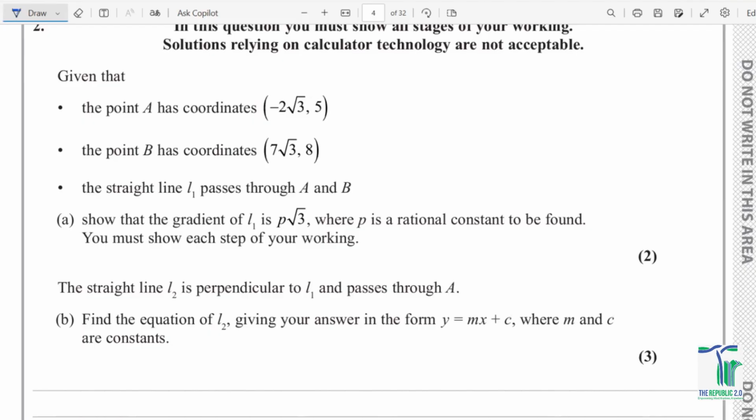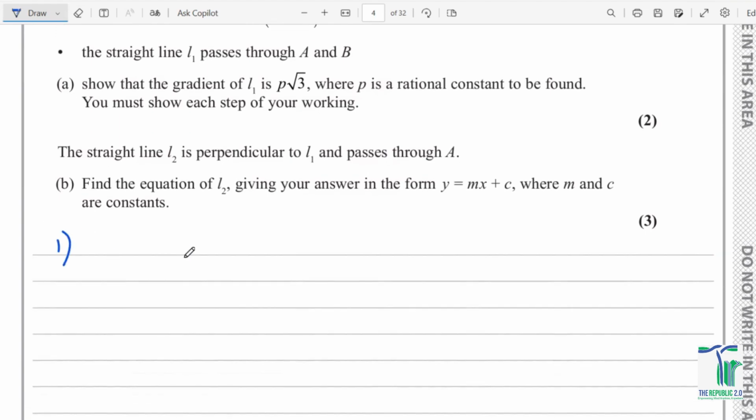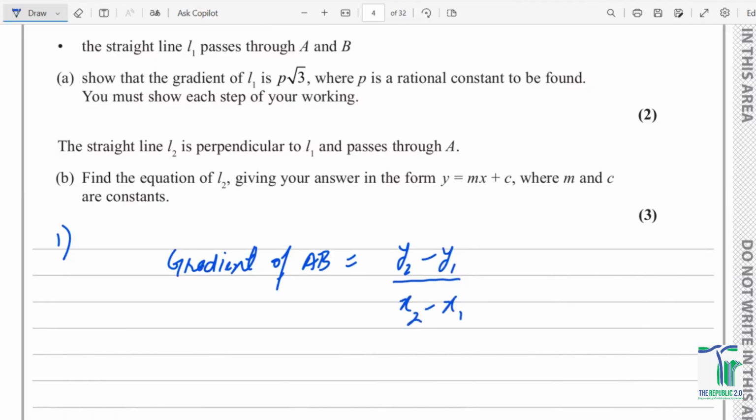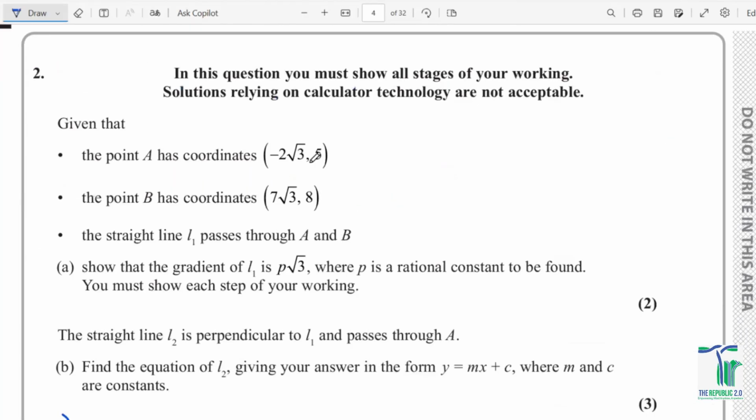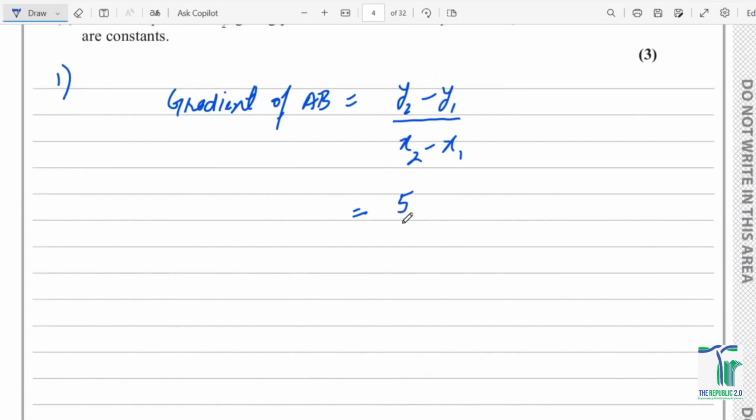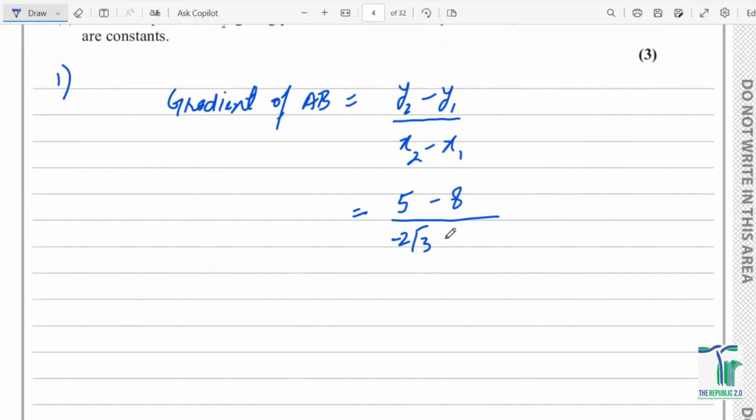So what are we going to do now? We just need to calculate the gradient of AB. I'll mention the formula at first: gradient of AB is change in y divided by change in x. Now I'm going to plug in the coordinates. For A, you've got minus 2 root of 3 and 5, and then you've got 7 root of 3 and 8. So it would be 5 minus 8 divided by minus 2 root of 3 minus 7 root of 3.